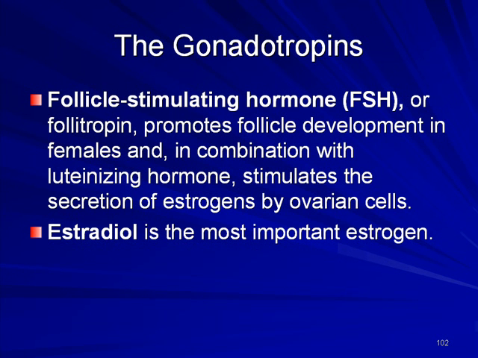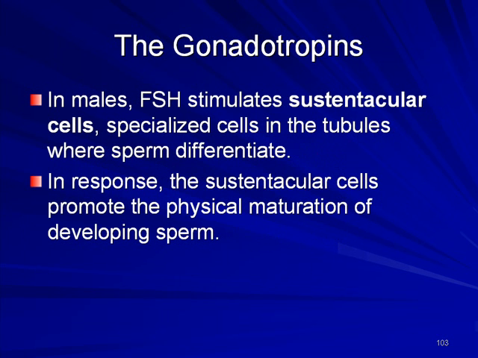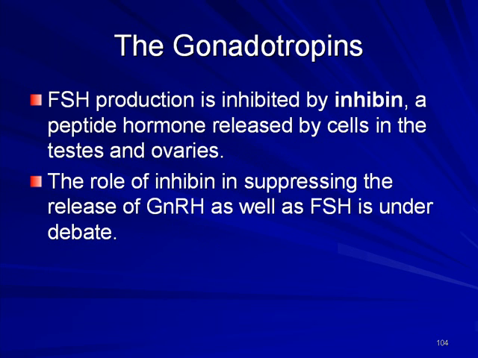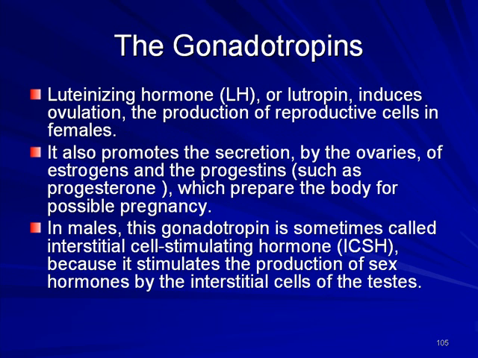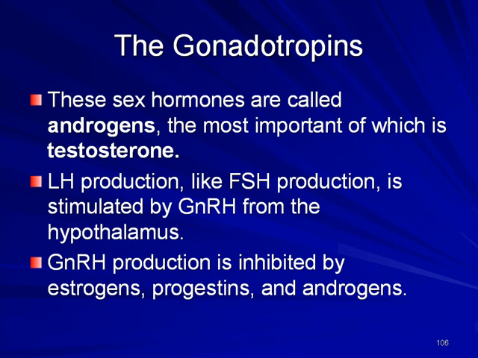Follicle-stimulating hormone stimulates estradiol, one of the hormones produced, which is important as a source of estrogen. In males, follicle-stimulating hormone will stimulate the sustentacular cells. I know you guys remember this from last semester. It helps specialized cells in the tubules, helping sperm to differentiate and to mature. Luteinizing hormone also induces ovulation and production of reproductive cells. We see that the sex hormones called androgens, the most important of which is testosterone in males, depend on LH production. Like FSH, production is similar, regulated by gonadotropin releasing hormone from the hypothalamus.